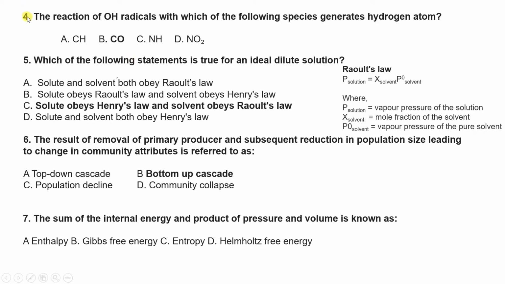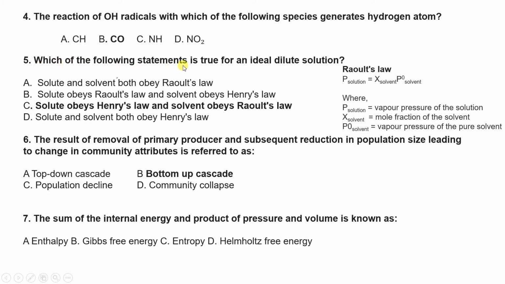Let's move on to question number 4. The reaction of hydroxide radicals with which of the following species generates hydrogen atom? If hydroxide radical reacts with carbon monoxide, it will form carbon dioxide and hydrogen atom. So the answer is carbon monoxide. Okay, let's move into question number 5.